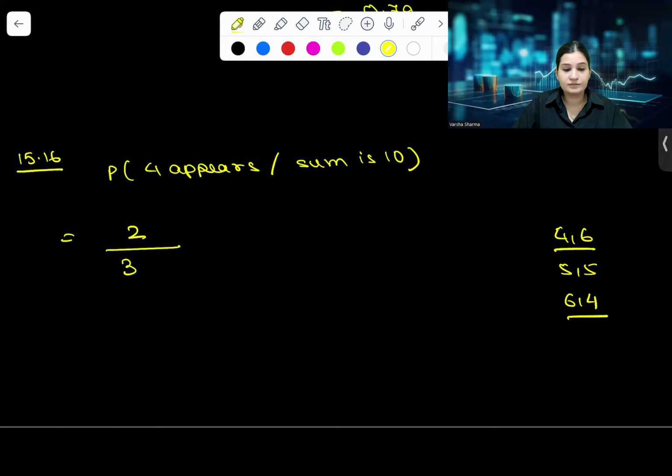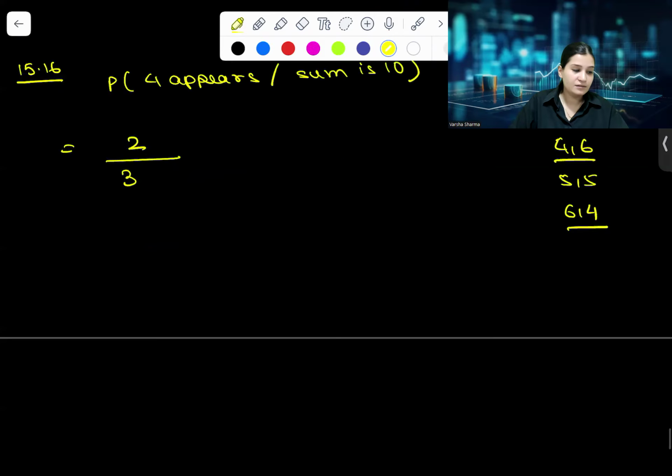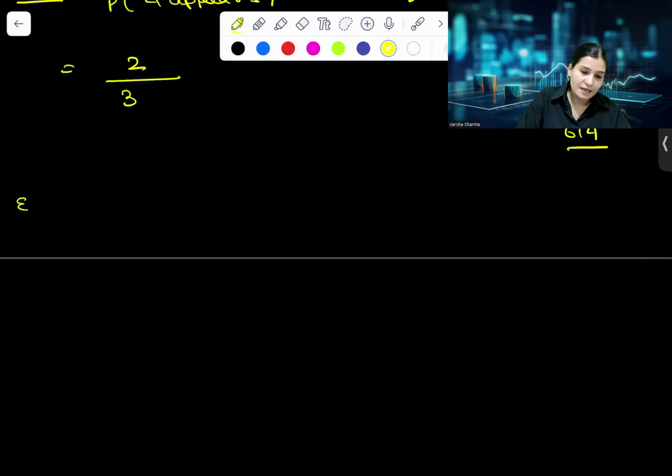Everybody understood? Yes, ma'am. You don't need formulas in these cases. You can directly do this. Everybody clear? Please try example 15.17.